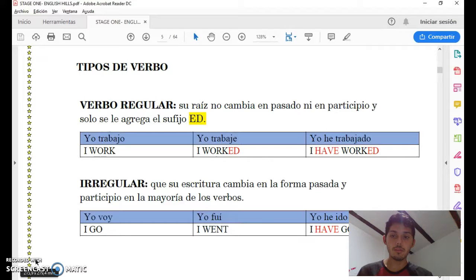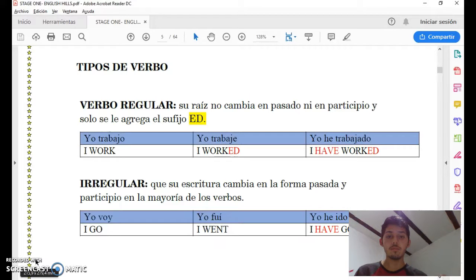And keep in mind, guys, when you have a regular verb, it keeps the root. It means, in this case, the root is work. And in past, you only have to say worked. That means that you add two letters. Those letters are E and D. And it's the same thing in participle, which is the difference when you are using an irregular verb. So in this case, you have in present, go, and in past, which is our topic, is I went. So keep that in mind.